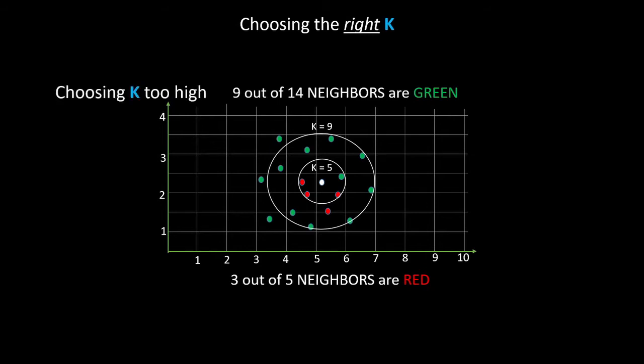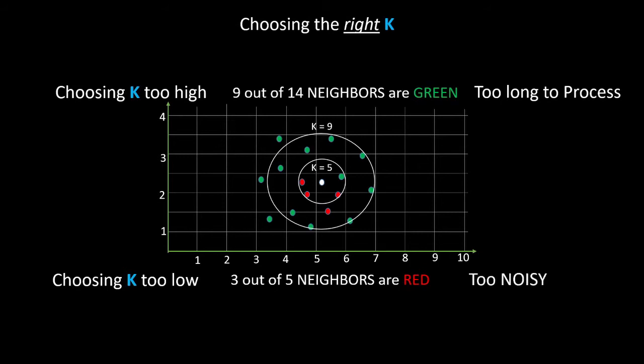So if I choose a k that's too high, I get too long of a process time. It takes a long time to do all the calculation. It becomes computationally very heavy. But if I choose a k that's too low, then it gets a little bit too noisy. I lose a lot of accuracy here. So for our options for choosing the right k, we really can keep this nice and simple. And that's really a good thing about this algorithm.